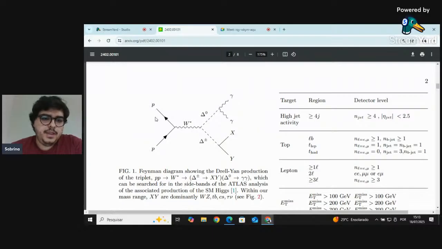So you have a pp generating a W, which is a virtual particle. Here we have this cross, which is virtual. The W decays into a neutral scalar and a charged scalar. This neutral scalar decays into diphotons, and this X and Y are W and Z, T and B, C and S, or tau and the respective neutrinos. Okay?